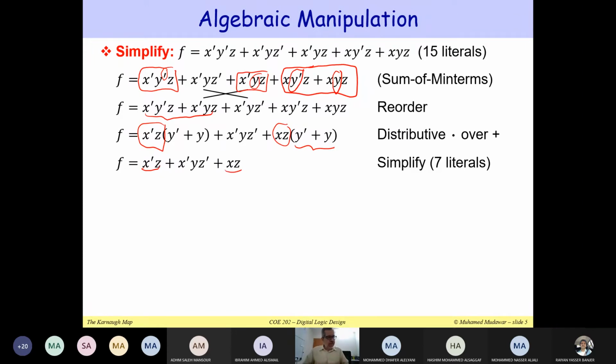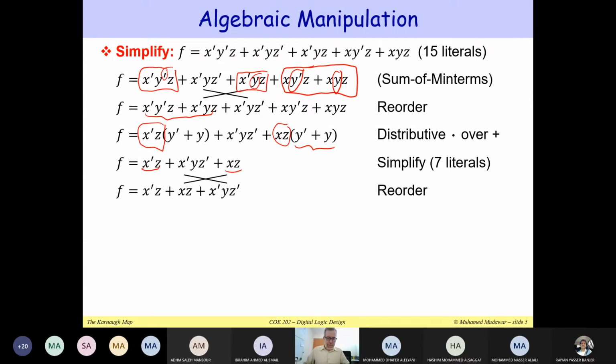So we have reduced the number of literals. We started with 15, now we are at 7. This is good, but we can do better than this. Now, again, you can see that this x prime z and xz have the same z. So they differ in x. So I can just combine them and simplify. That will be very easy.